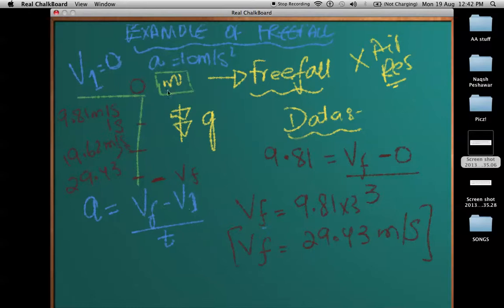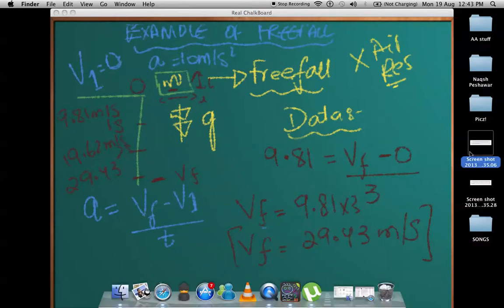And no matter what the mass of the object is, you can see we did not take the mass of the object into consideration, since there is no air resistance. So it simply does not depend on mass. Whatever the mass is, whatever the dimension is, height and length, we did not take that into consideration. So it does not affect our result.